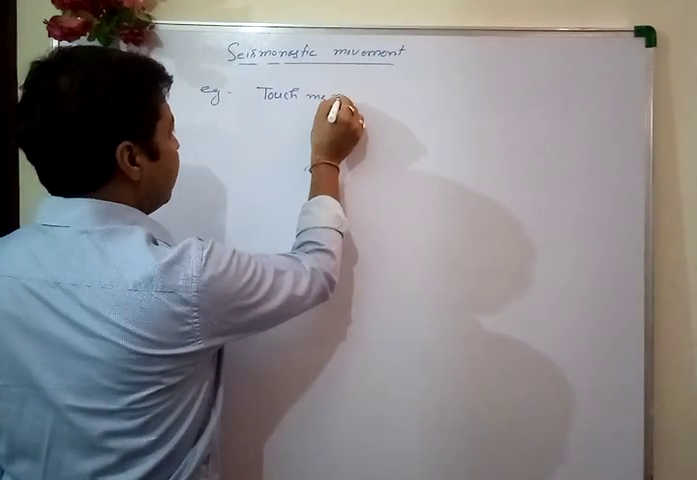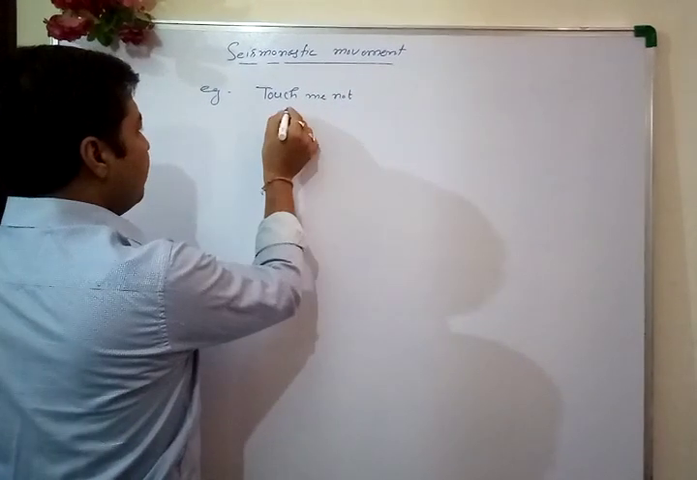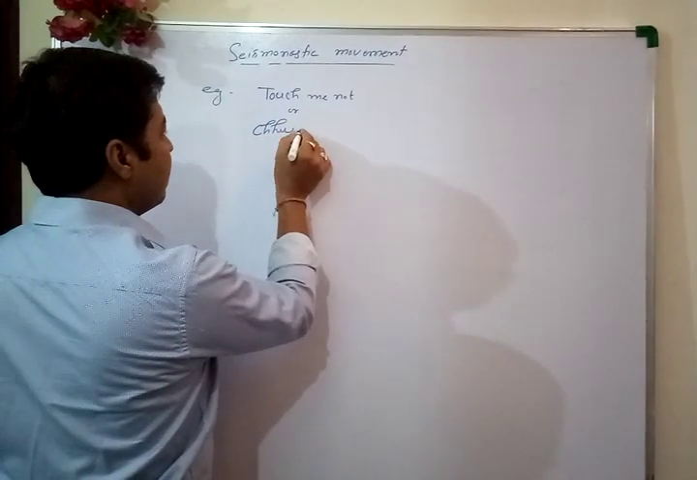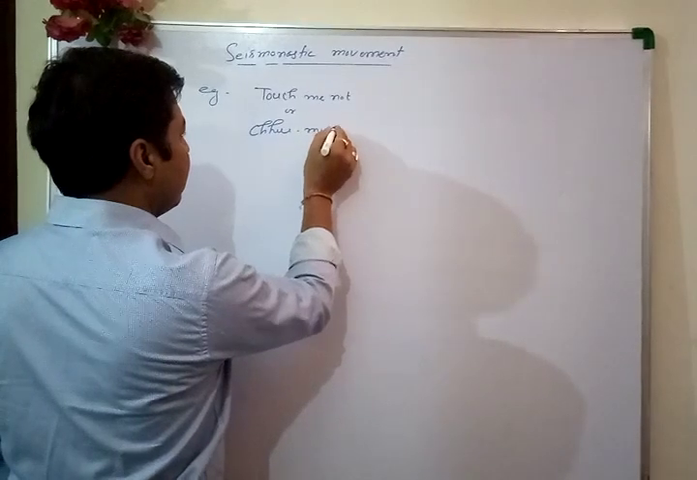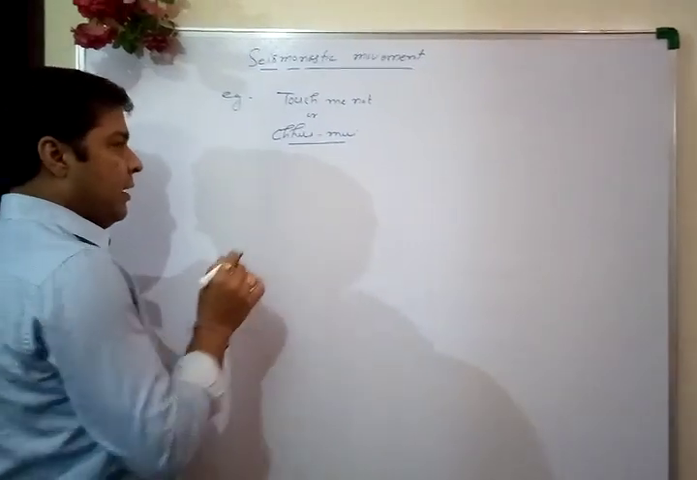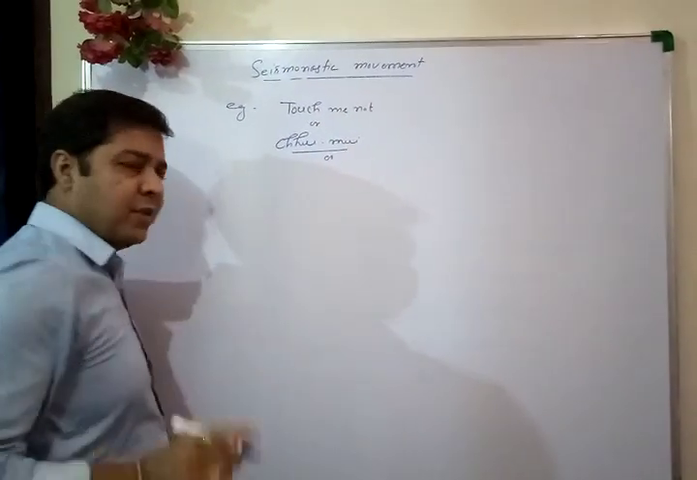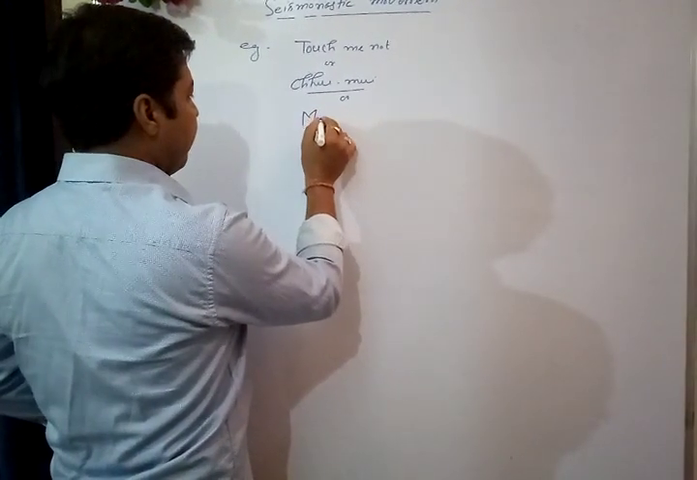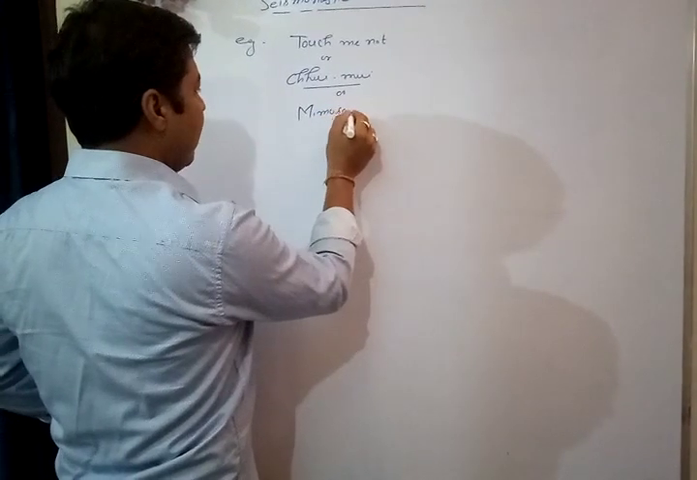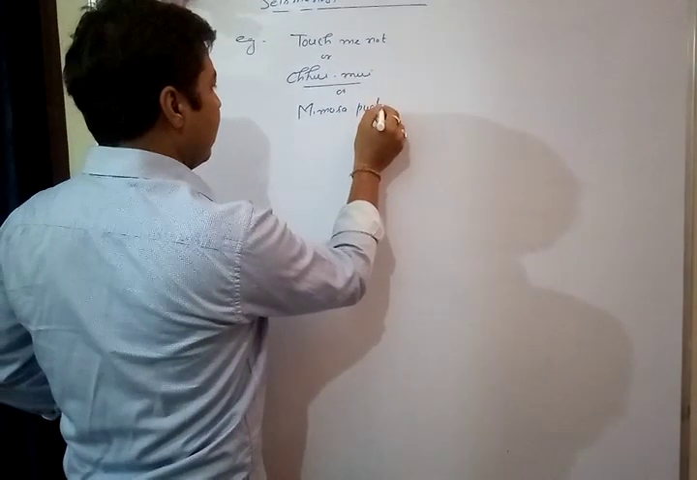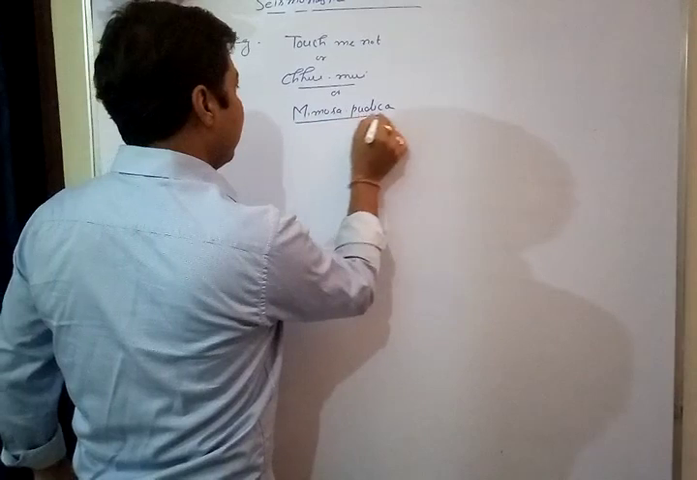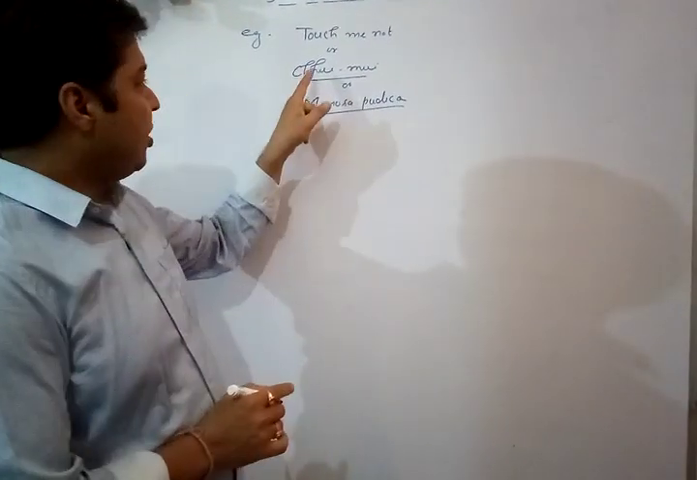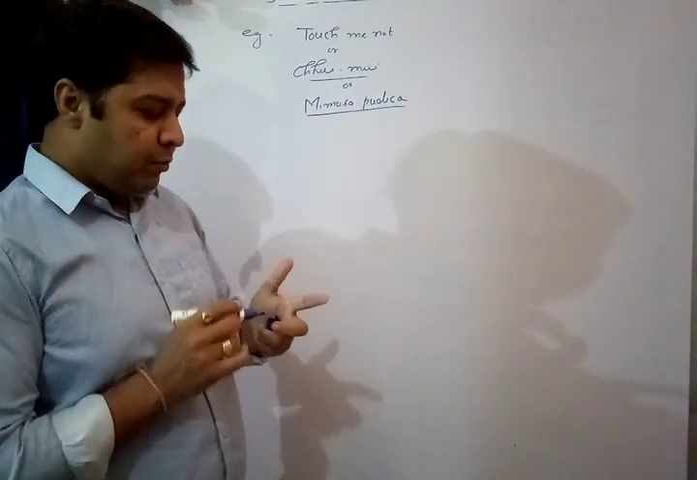Touch me not. It's also called chui mui. And the scientific or botanical name of this plant is Mimosa pudica. Mimosa pudica is the scientific or botanical name of this touch me not plant, or chui mui.